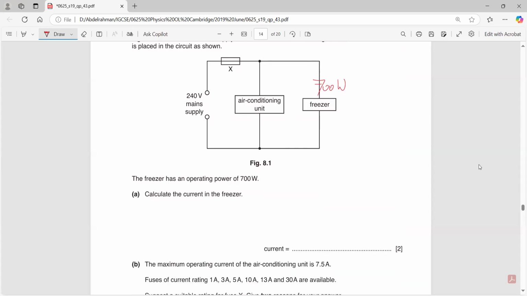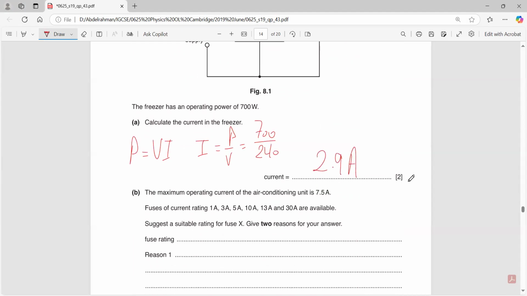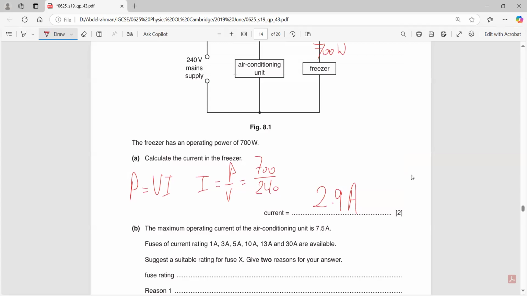So power equals VI, or I equals power over V. Since they are both in series, the power is 700 and the voltage would be 240. The current would be around 2.9 amperes. And this is easy. The current is 2.9 amperes. The maximum operating current of the air conditioning unit is 7.5 amperes. So the current would be 7.5 amperes, and the current in the freezer would be 2.9 amperes.